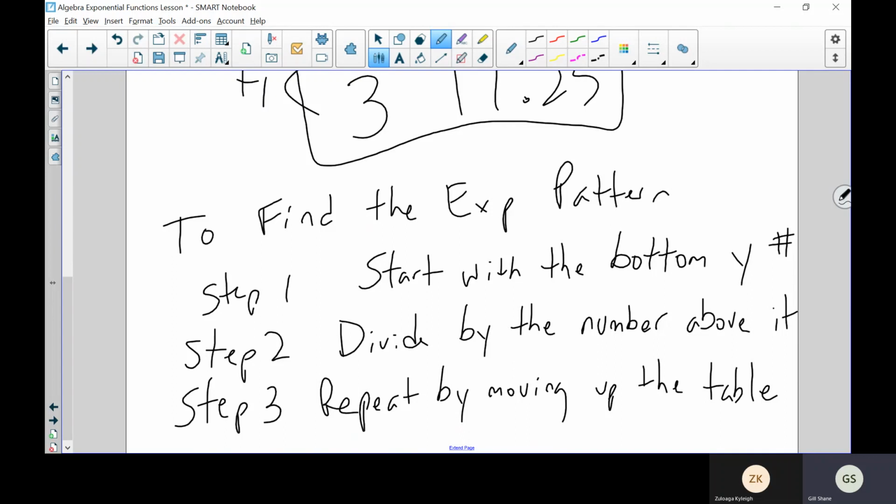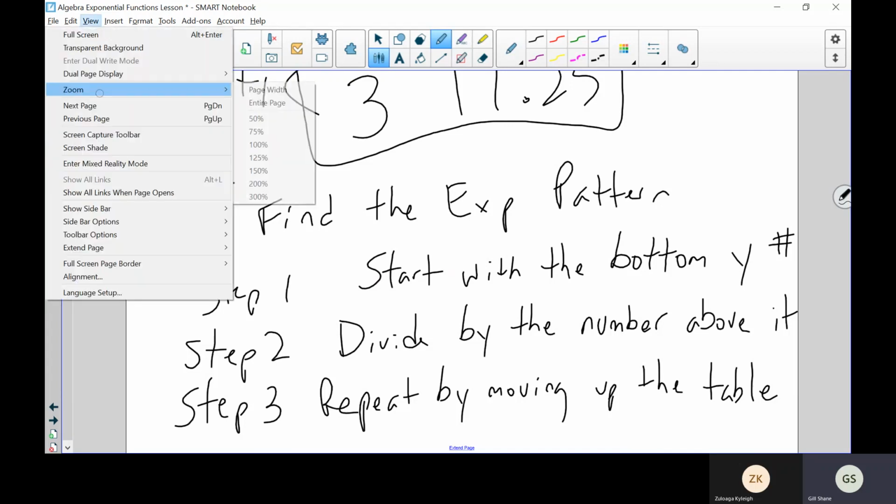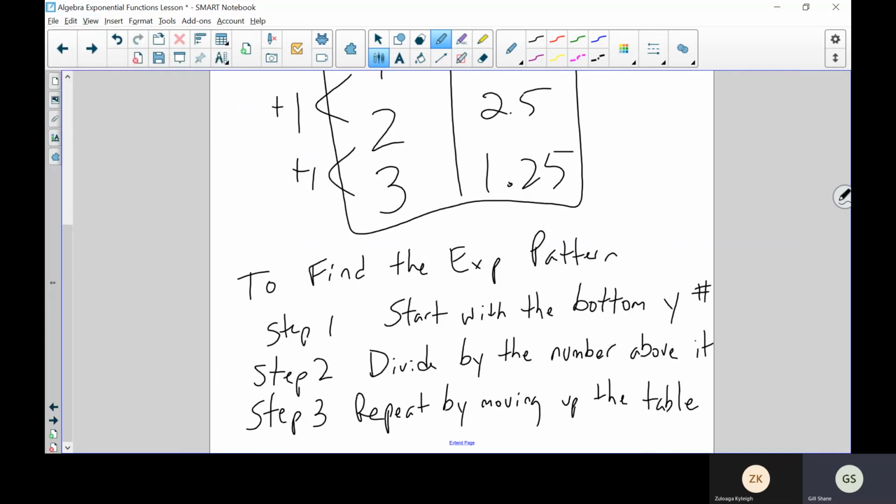All right, so I'm going to kind of start talking about it, then we'll do the actual answer. So step 3, like when I say repeat by moving up the table, you're just going to do this same thing over and over again with different numbers, but it's still going to kind of follow the same concept or logic. So now I'm going to zoom out. I'm going to repeat. We're going to go through the steps so you'll see it. So I'm going to just use those two numbers first.